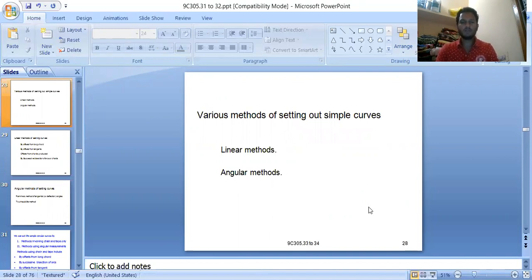So after solving different elements of simple circular curve, now we will learn what are various methods for setting simple circular curves. Setting of simple circular curve means we have to set the simple circular curve in the field. We can categorize the basic methods as linear methods and angular methods. Linear means we will take some linear measurements like length, chainage, etc. For angular methods, we will take angles also.